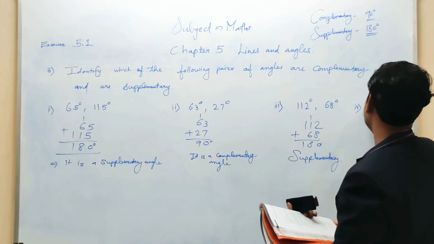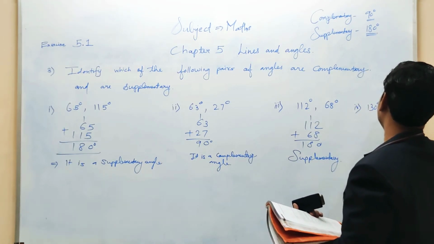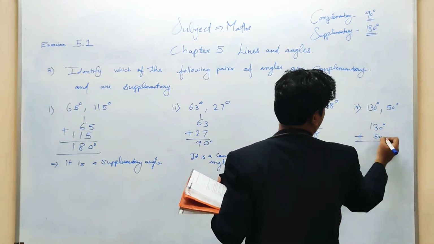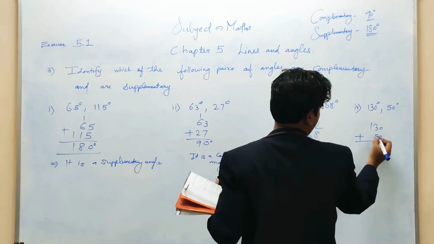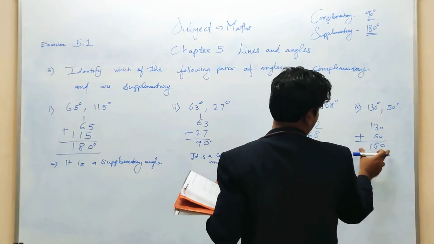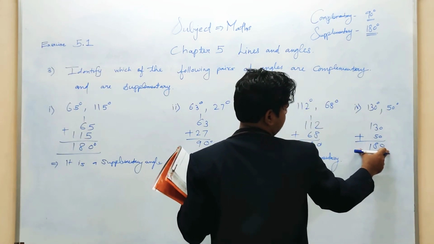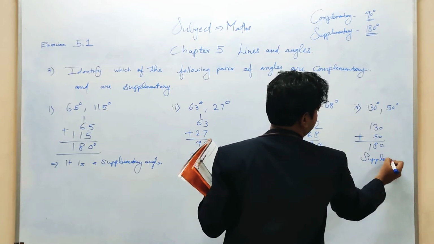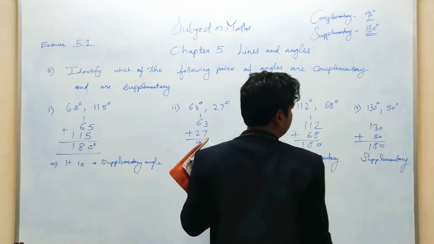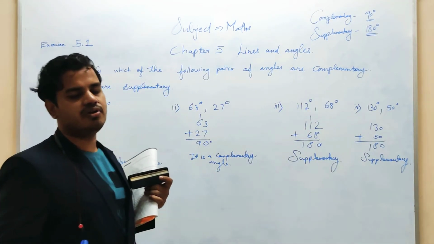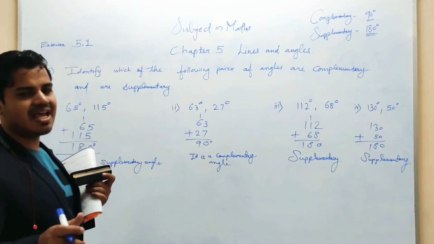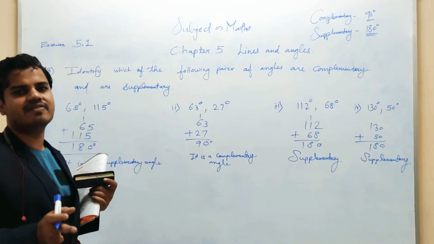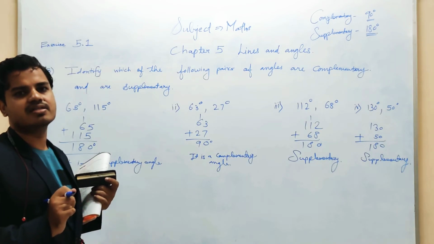Next, fourth one is 130 comma 50. So simply you can write 130 degree plus 50 degree. After adding, 0 plus 0 is 0, 5 plus 3 is 8, and 1. So if the sum is 180, you can say that this is a supplementary angle. Okay, so what you have to do here is add the given angles, and if the sum is 90 degree, then those angles will be complementary angles, and if the sum is 180 degree, then those angles will be supplementary angles.